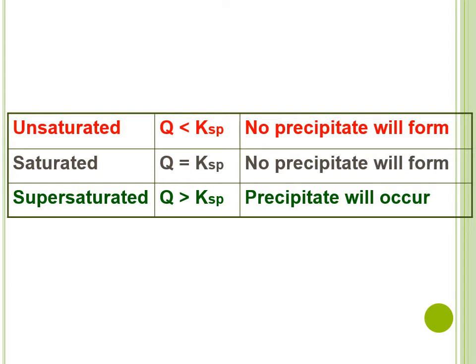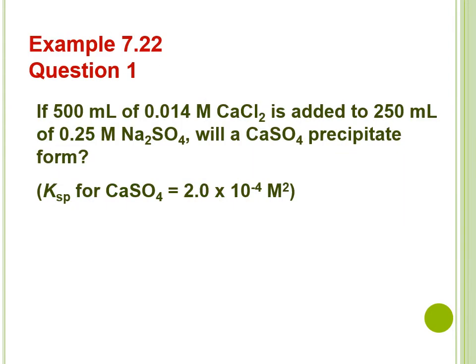This is a simplified note from the previous slide. For an unsaturated solution, Q is less than KSP, so there is no precipitate formed. For a saturated solution, Q is equal to KSP. Also, there will be no precipitate formed. But for a supersaturated solution, Q is more than KSP. There will be precipitate occurring in the beaker. Let's do example 7.22, question number 1.